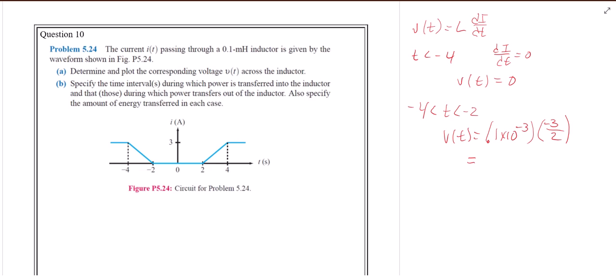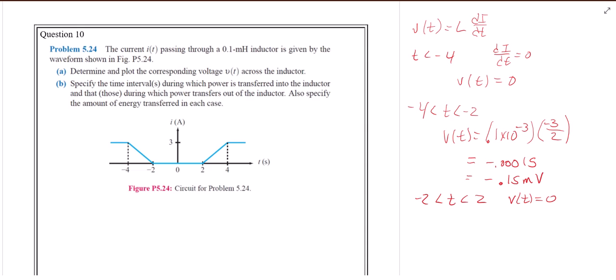which is -0.00015, or -0.15 millivolts. Now from -2 to 2, -2 is less than t is less than 2, once again we have a horizontal line, and so the slope is 0, so v of t equals 0.